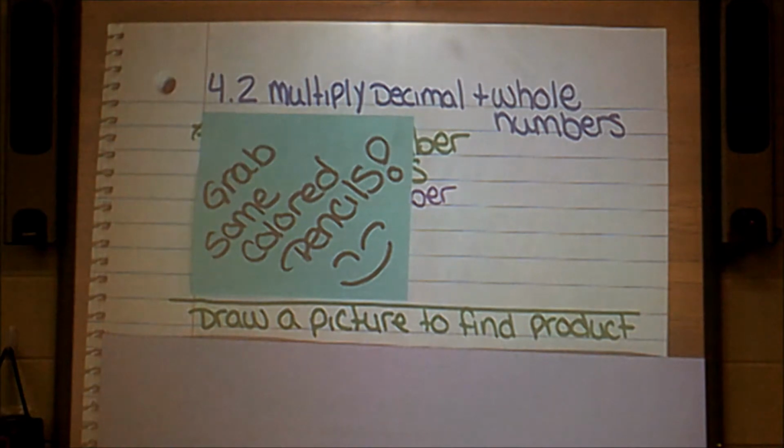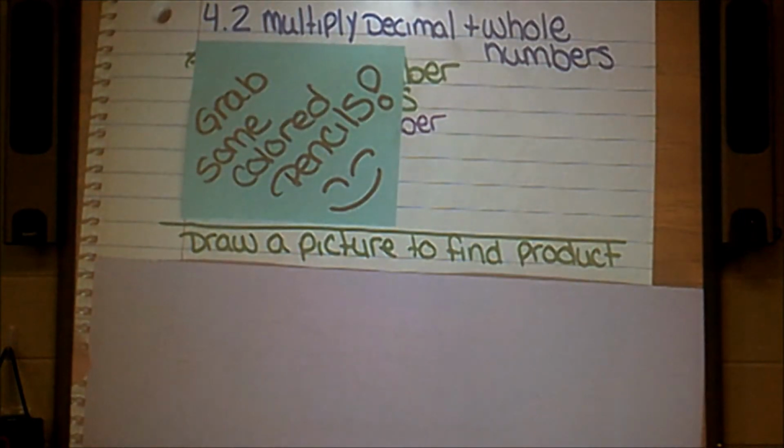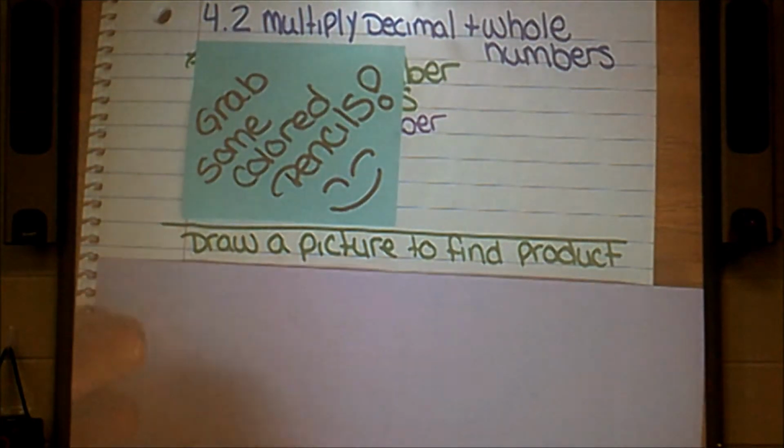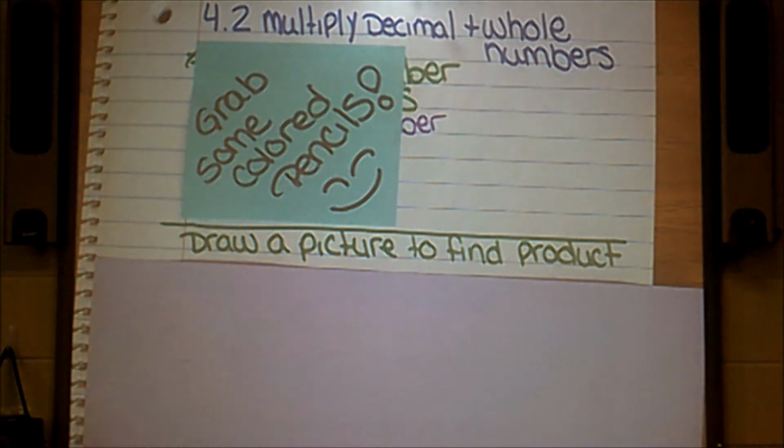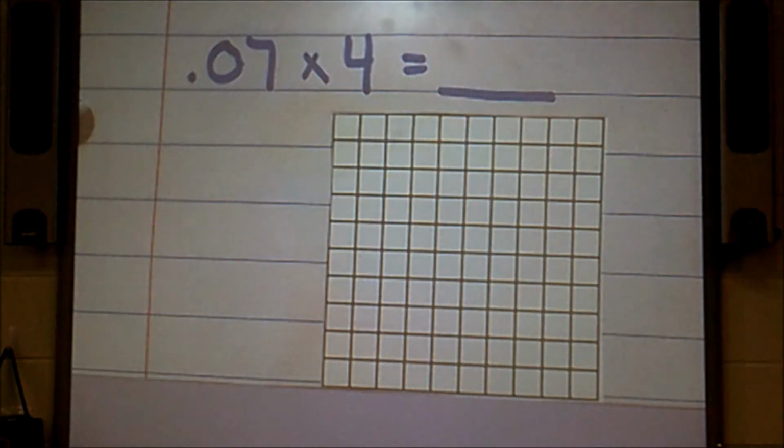Because we do not know the standard algorithm for solving a multiplication problem with decimals included, we're going to start with our picture representation, just like we did in 3rd grade. When we first started multiplying, we always started with a picture representation to help us understand what we are doing and why. Alright guys, so here's my first problem. 7 hundredths times 4. Think in your head what you think the answer might be, and let's test our hypothesis and see what we get.